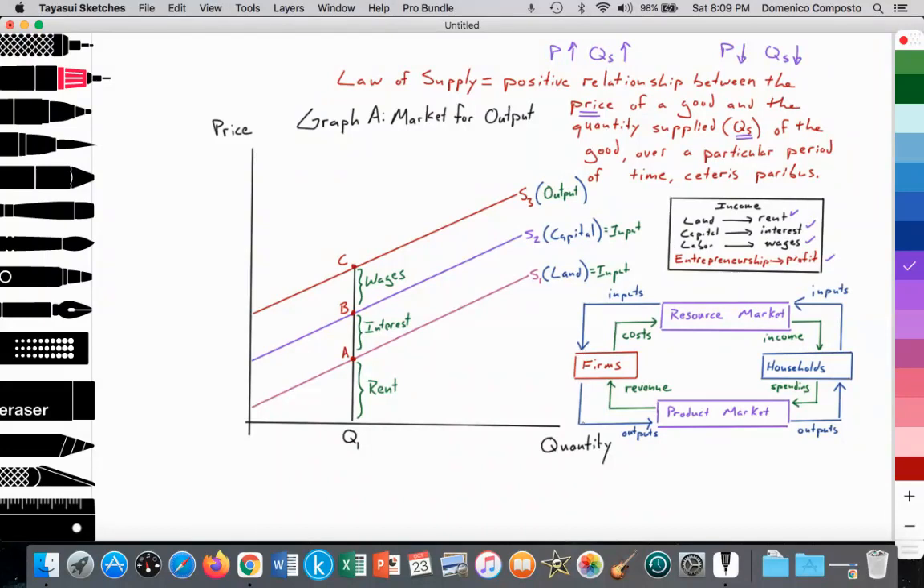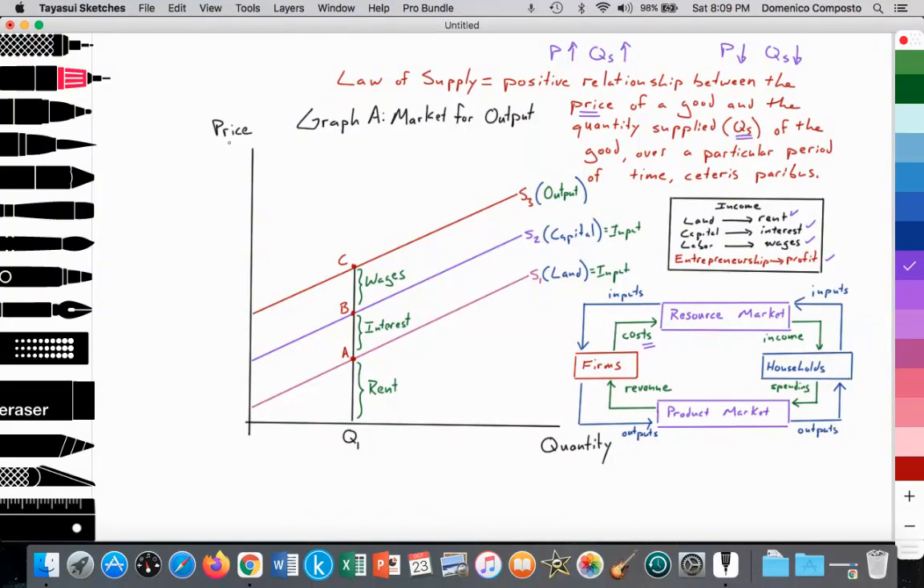some type of output. So here we see this blue arrow highlighting the outputs going into the product market, where consumers go to buy final goods and services. And they take those final goods and services back to the household for consumption. So looking here, income and costs. If firms employ resources, they are incurring costs. So let's understand that. Here we have graph A, again, the market for output.